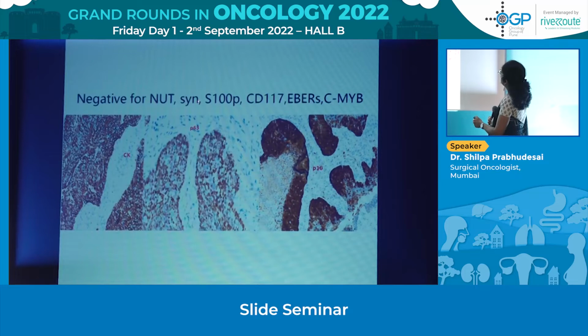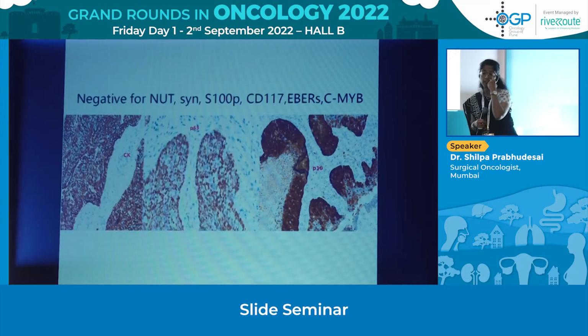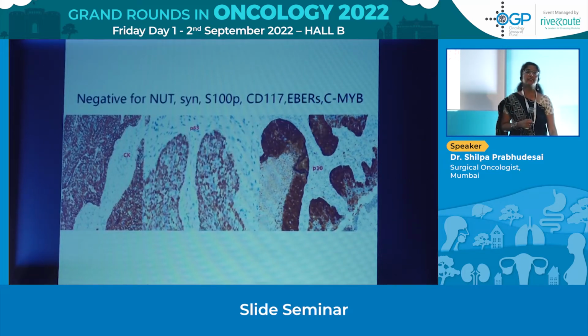So this was the panel done. It was negative for NUT, it was negative for synaptophysin, chromogranin, S100 protein, CD117, EBER, MYB, and the expression was of CK, P63 and P16. So the differentials here were a neuroendocrine tumor which we ruled out. The other differential was the NUT midline carcinoma, which was ruled out.